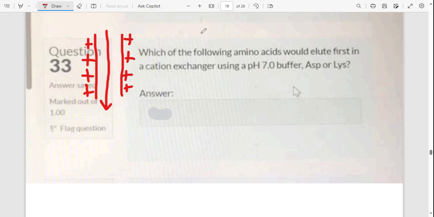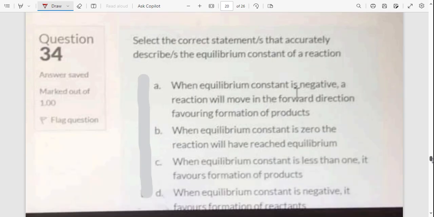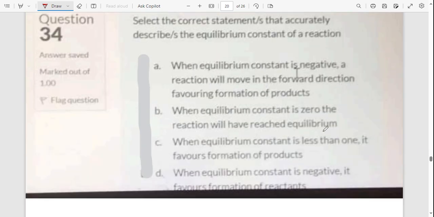So in other words, you want to find out between aspartate and lysine at a pH of 7, what is their charge? Aspartate has a charge of 0, is neutral at a pH of 7, while lysine is positively charged. So lysine cannot easily pass through this cation exchange unless it was an anion exchange, because the positive and the positive will repel. So aspartate will be able to pass through faster, so it will come through faster. So that is going to be the answer. So just make sure that you check through some charges of amino acids.